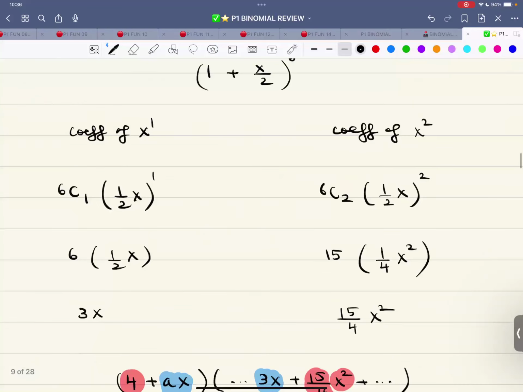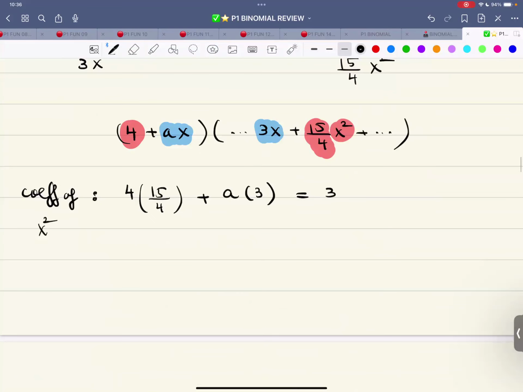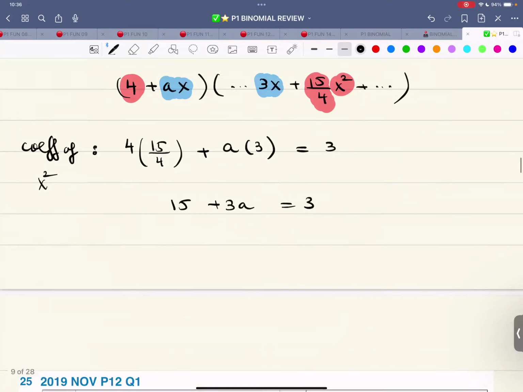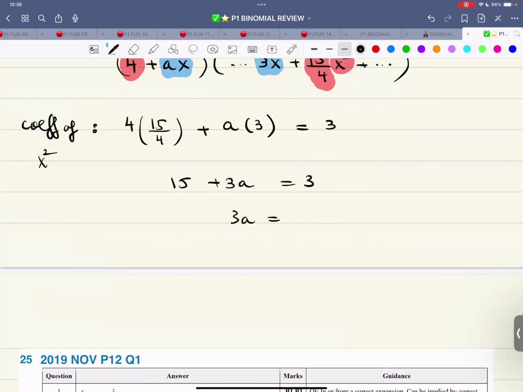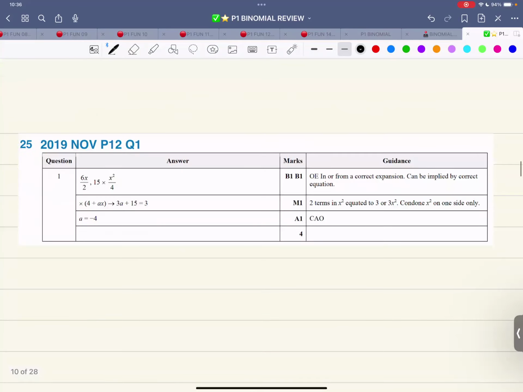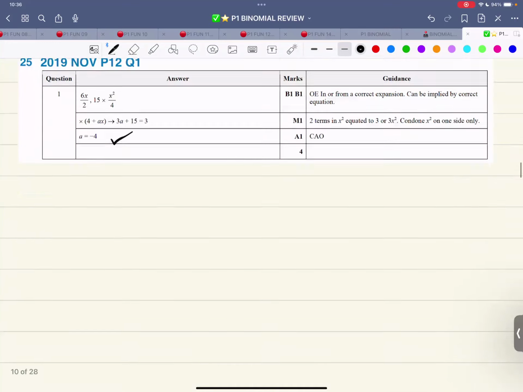Overall, this is equal to how much? Overall, this equals 3. So 15 plus 3a equals 3. 3a equals negative 12. A comes out to be negative 4. Let's double check. A comes out to be negative 4. All good, all clear?